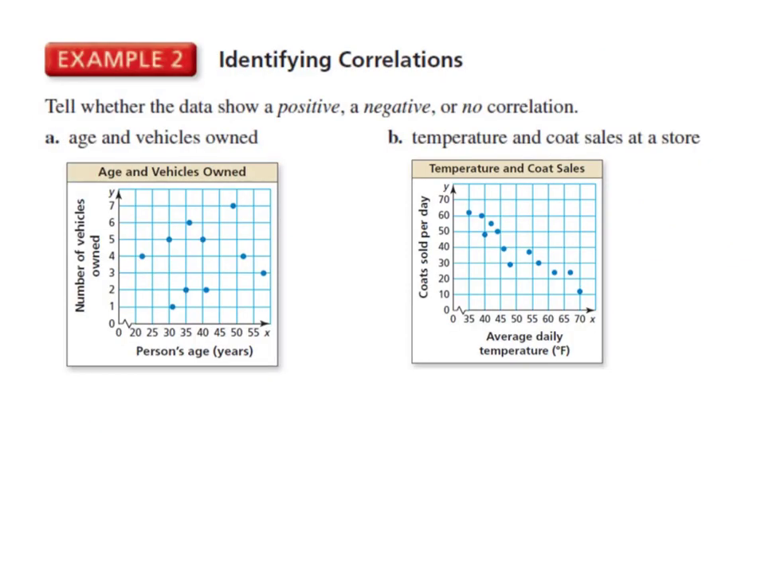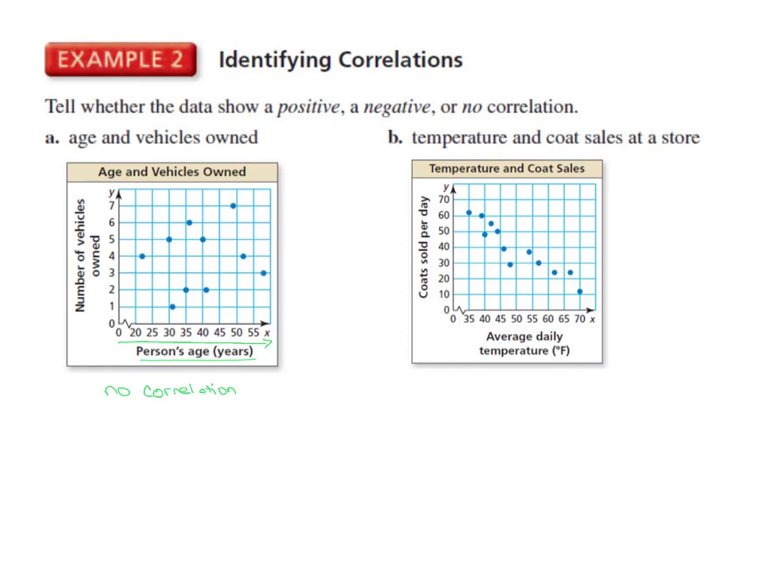So here's two problems to try. We have this relationship between a person's age in years and the number of vehicles that they have owned. And because when the person's age is increasing, I can't really see a pattern between what's happening with the number of vehicles owned, then this is an example of no correlation. When there doesn't appear to be a pattern.